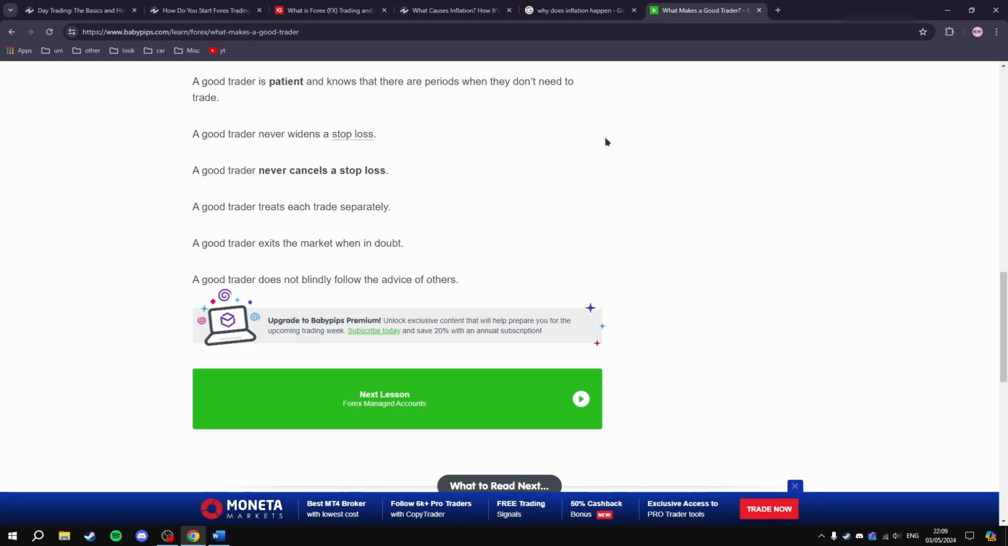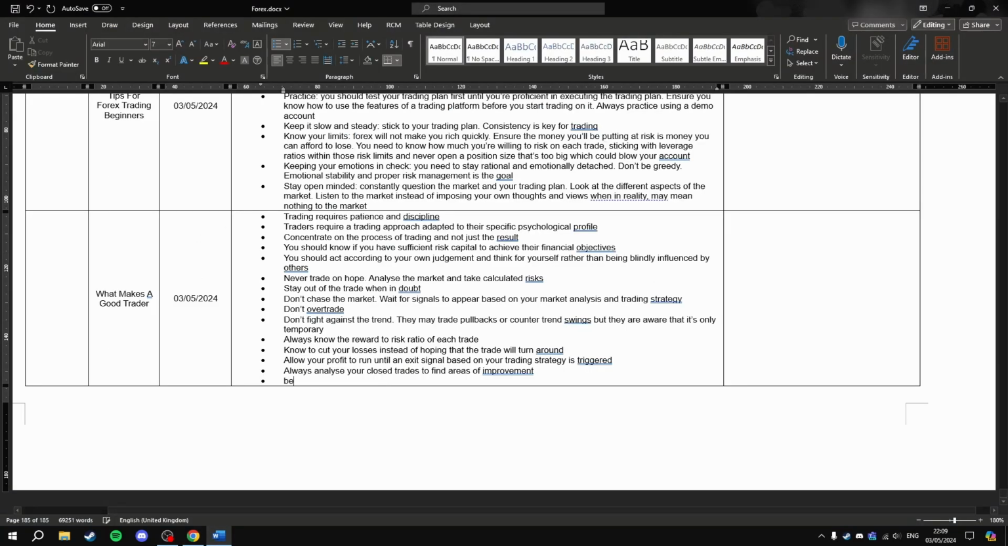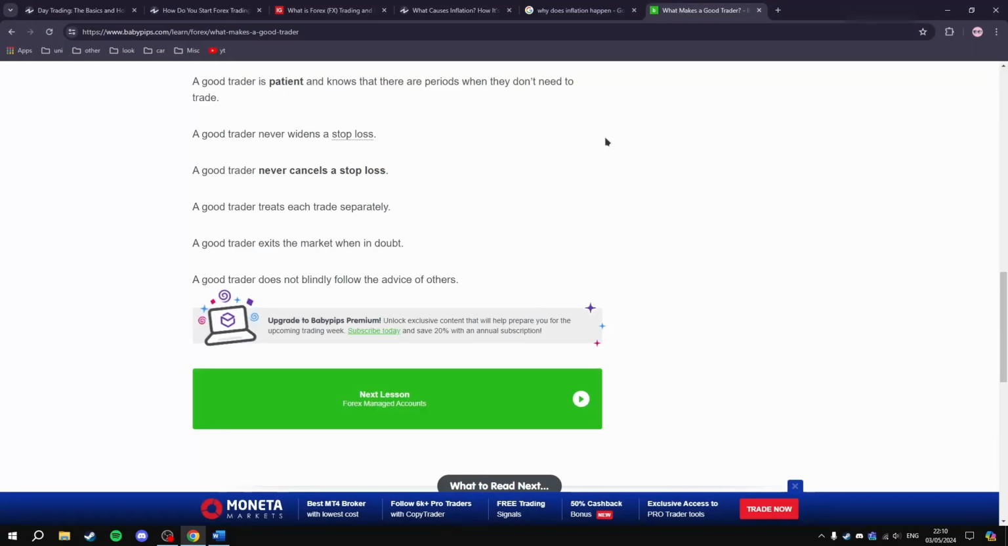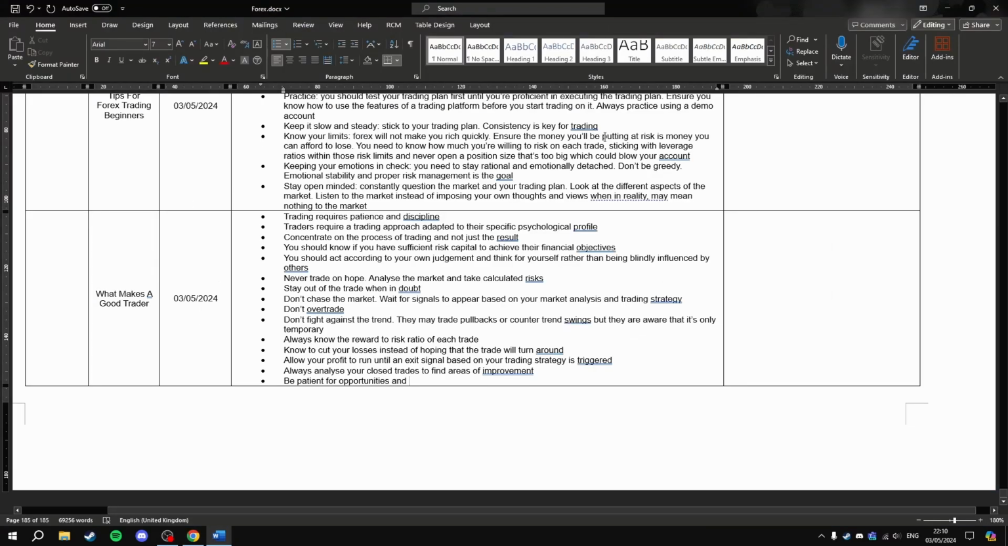A good trader is patient and knows that there are periods when they don't need to trade. Be patient for opportunities and know that there are periods in which you don't need to trade.